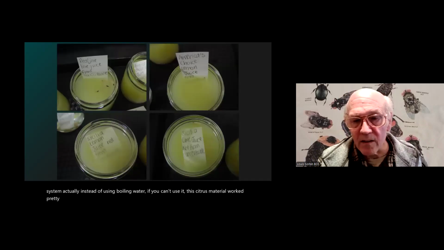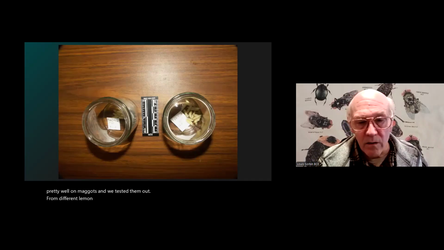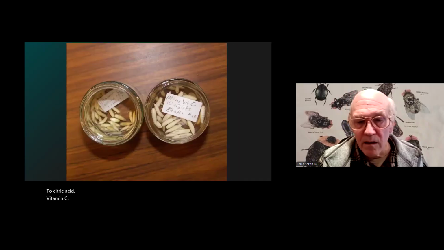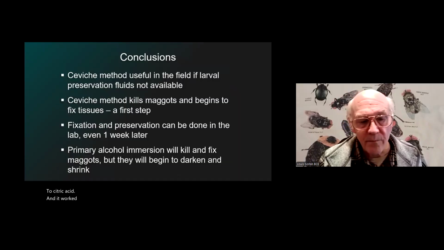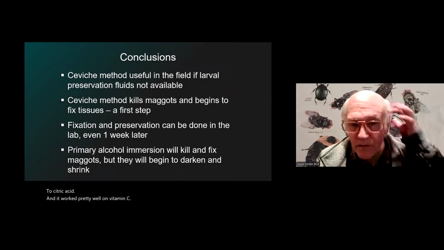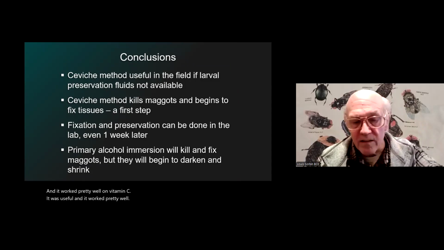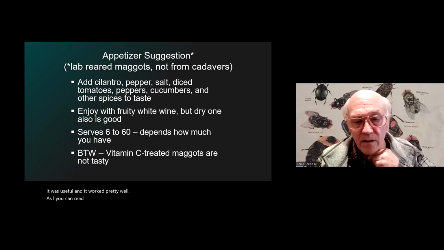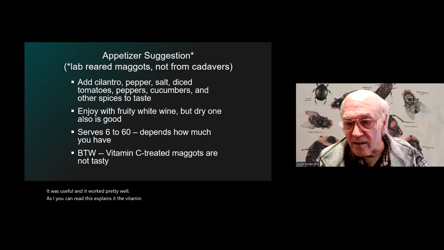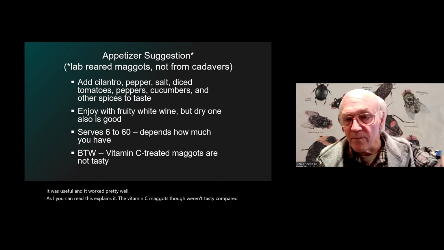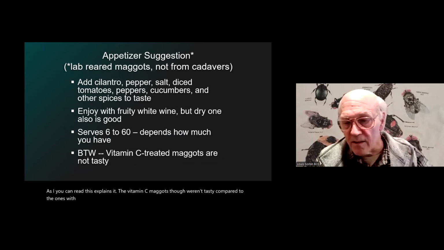And we tested them out from different lemon and lime juices to citric acid and vitamin C, and it worked pretty well on vitamin C. It was useful and it worked pretty well. You can read this, it explains it. The vitamin C maggots, though, weren't tasty compared to the ones with the fruit juice, the citrus juices.